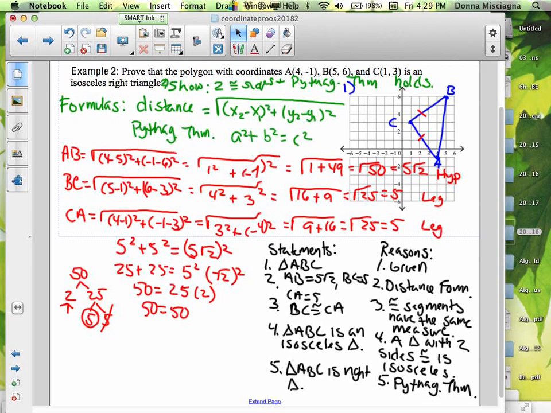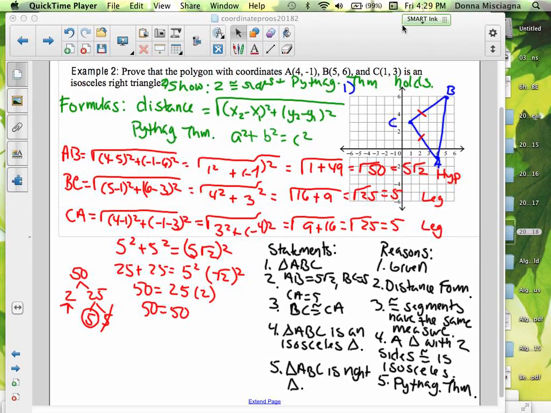Okay? So if you have any questions on this proof, just let me know. Really, it's an awful lot like the other proof, except we just had to state that we had two congruent sides. But in terms of the other steps, they were all the same.